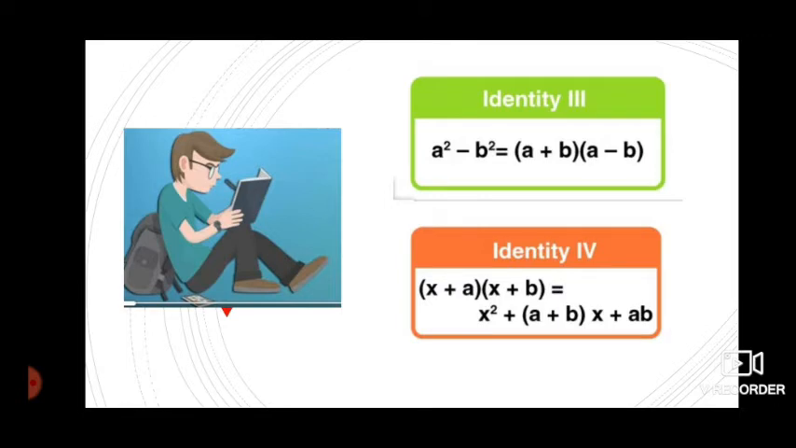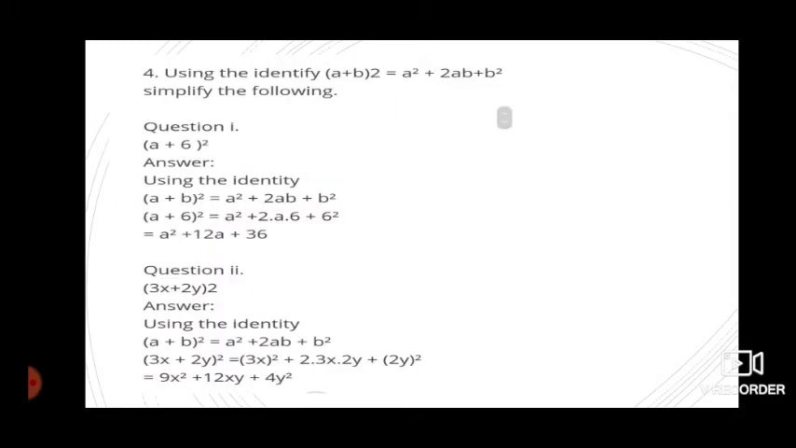Next, identity 4: if we have the form x plus a into x plus b, then we can write it as x square plus (a plus b) into x plus ab. This is very important, children. If you know the identities, then only can we proceed with the exercise. So first practice these four identities as many times as you can, but you have to learn them finally. That is the conclusion.